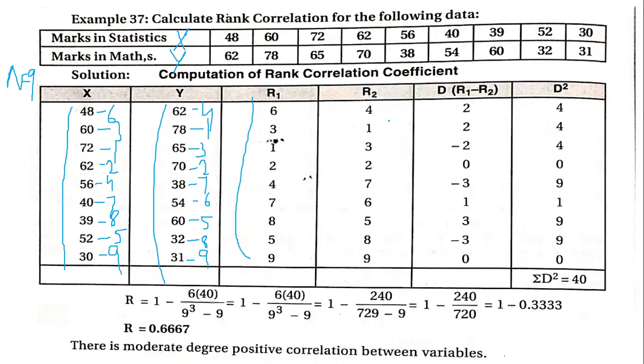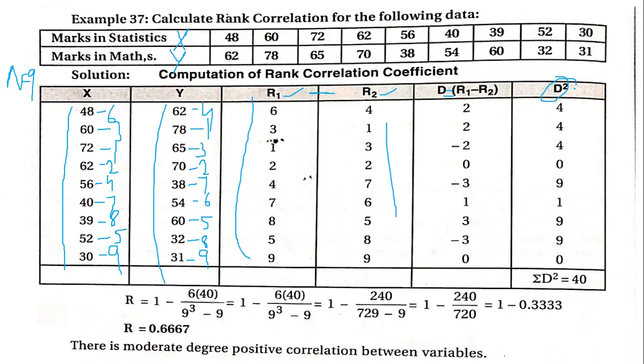We have written the ranks in a separate column here. Now find the difference between the ranks. Just subtract these two columns, that is R1 and R2. So once you subtract, you get D is equal to R1 minus R2. Now once you get R1 minus R2, the next thing you are supposed to do is square the values of D, to get D square.